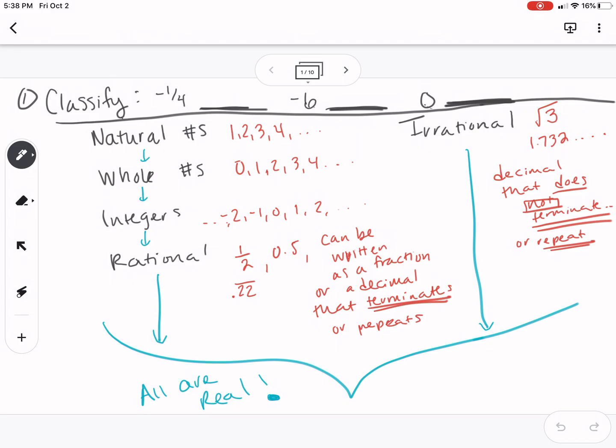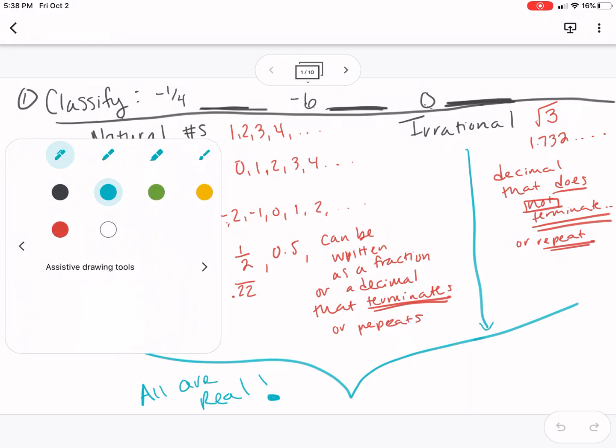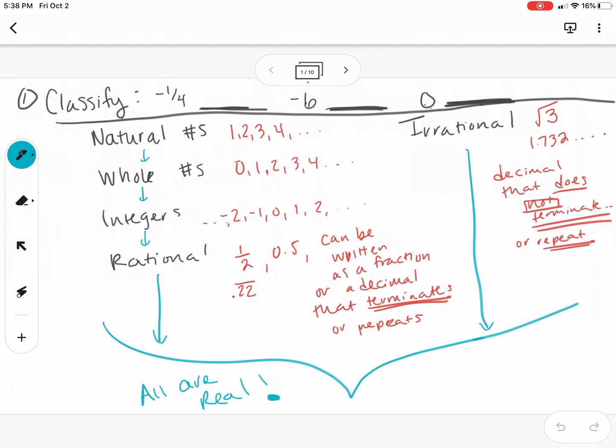And then rationals have your fractions, your decimals that can terminate or repeat. Irrational numbers are the ones that if you change them to decimals, they're going to keep going forever and ever without terminating or repeating. And remember, all numbers are real numbers. So here, if I wanted to classify negative 1/4, since it's a fraction, it's rational. And remember, all numbers are also real. So it's rational and real.